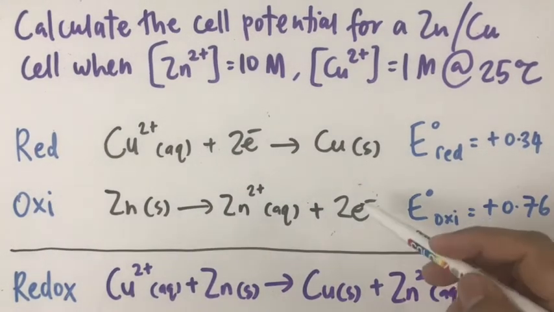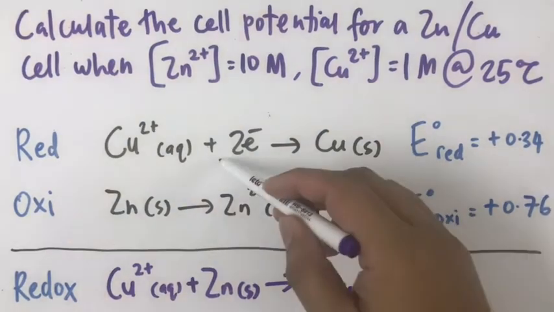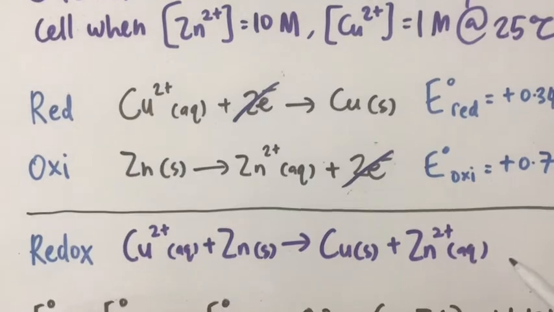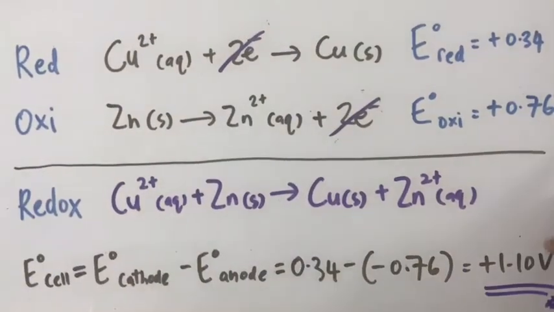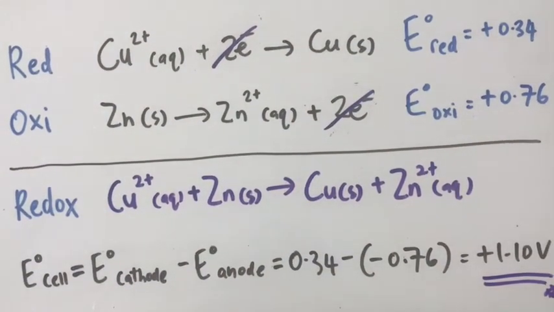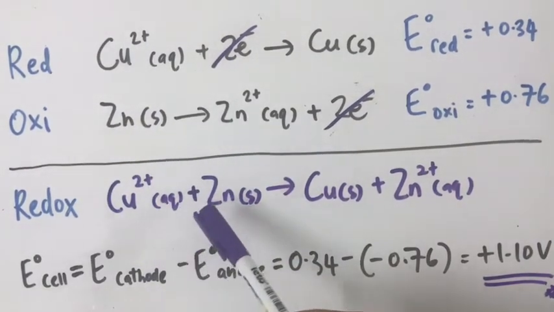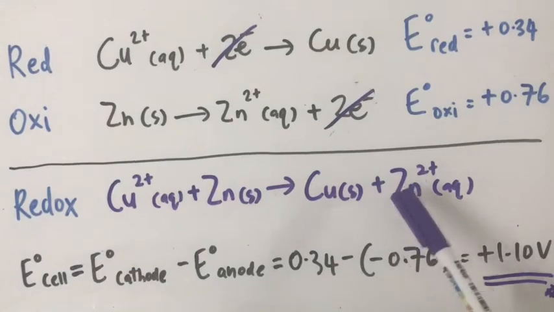So how do we find the overall reaction? We just need to cancel out the electrons. Make sure you balance the equation first, then cancel out the electrons, and write down what is left from the half reactions. Here you have copper 2 plus and zinc producing copper and zinc 2 plus.